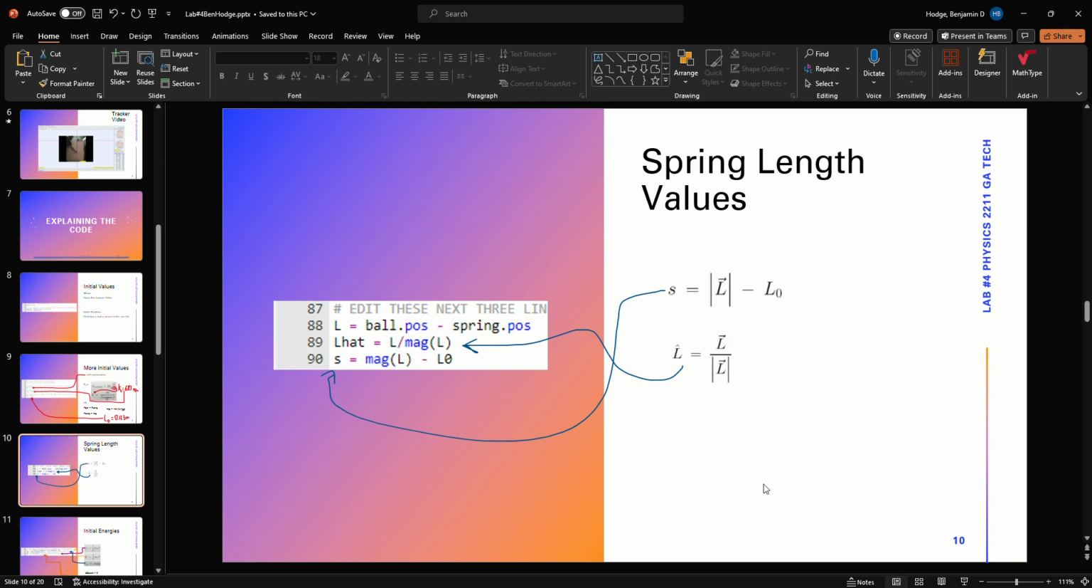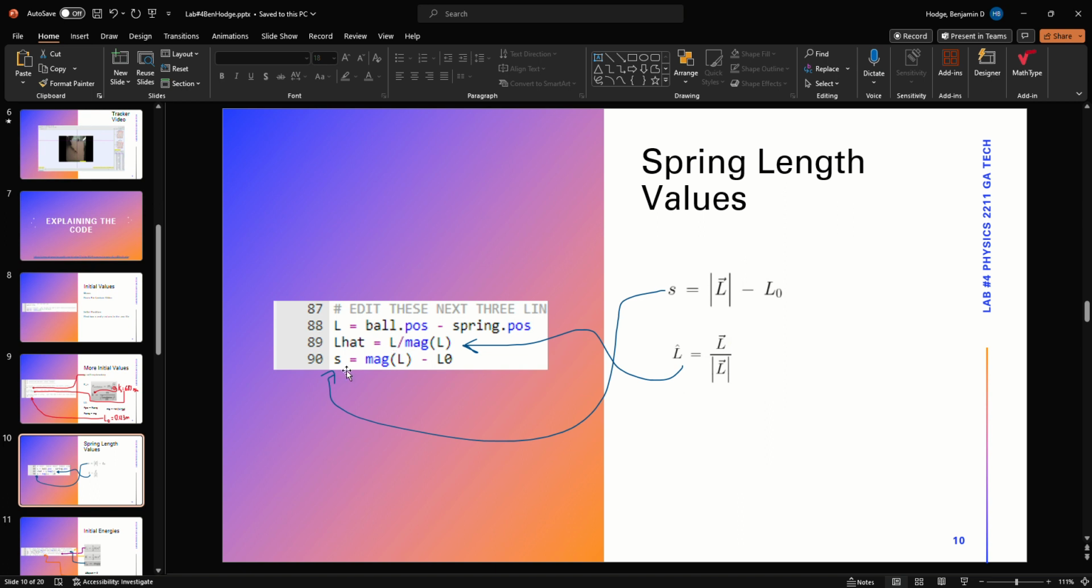So after that, we need the spring length values to plug into some of our equations. So L is just going to be the position minus the spring position. It's just the length of the spring, which makes sense. Then your L hat is just going to be how you calculate any other hat value, the vector divided by its magnitude.